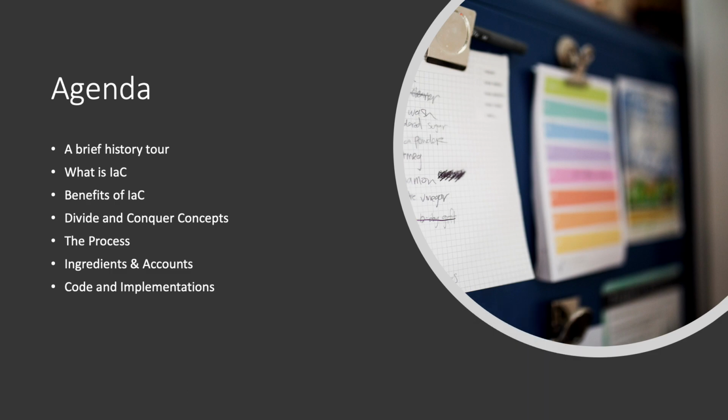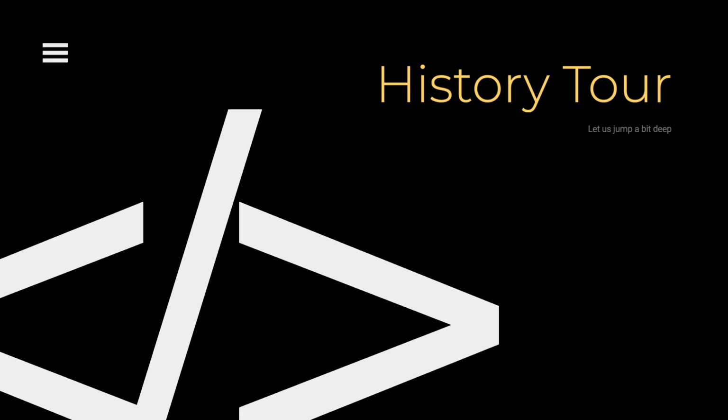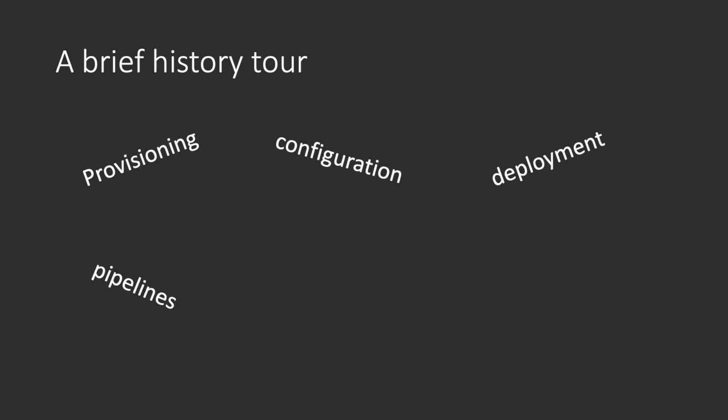So let's start first with a brief history tour. In today's development environment, we hear a lot the words provisioning, configuration, deployment, pipeline, orchestration, and automation. But what are they? And how do they work? And how do they complement each other? So let us see how deployment used to be, and still is sometimes, done.